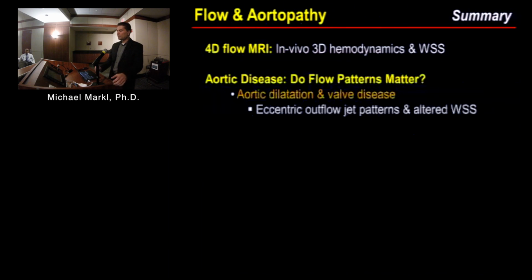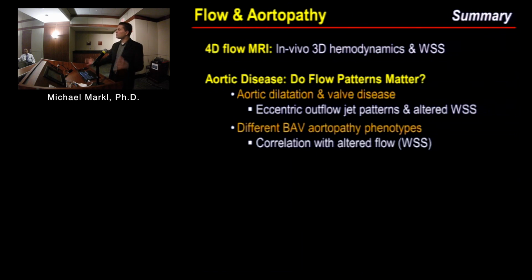So as a brief summary, if I want to go back to the beginning of my talk, I hope you believe me that we can use 4D flow MRI to really measure in vivo flow and quantify shear stress. Do flow patterns matter for aortic disease? I think we could show that aortic dilatation in valve disease is very clearly associated with eccentric outflow jet patterns. We could show that the difference in those flow patterns, as quantified by wall shear stress, were associated with the expression of disease.